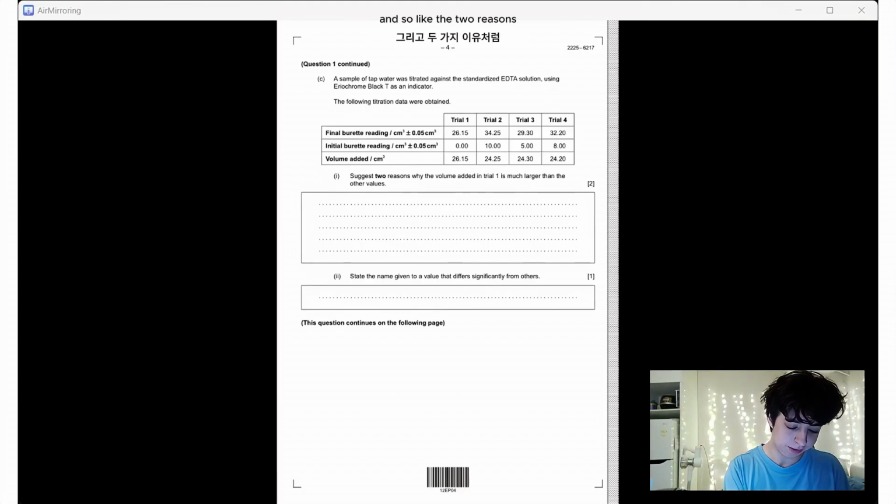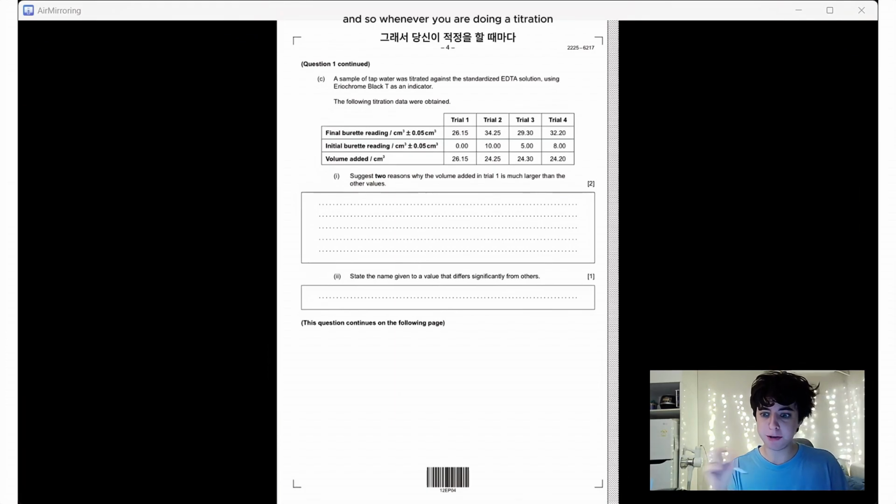So, 2 reasons, 2 marks, and we have this data. If you look at the data, you have trial 1, trial 2, you have 4 trials. Your first one, you have 26.15 volume that was needed of this EDTA that you were adding. Meanwhile, with 2, 3, and 4, it was around 24 and very close together.